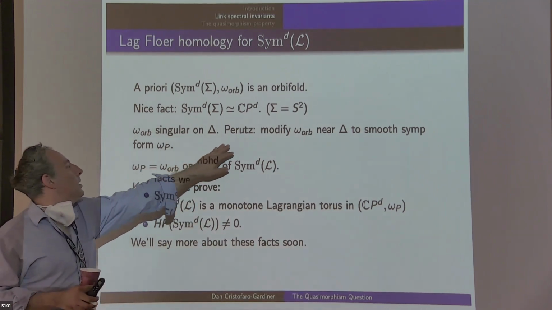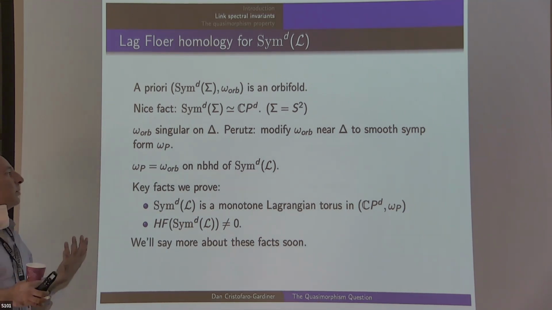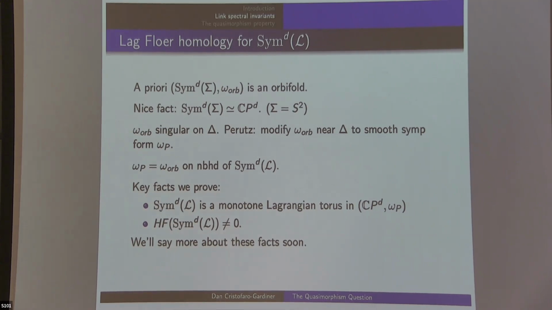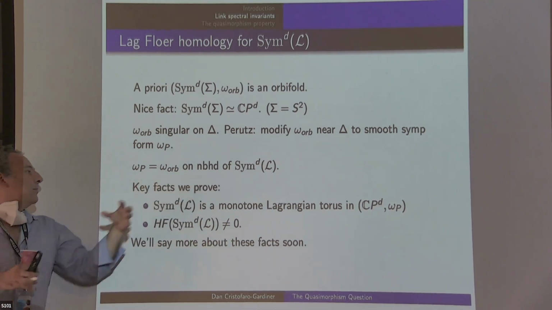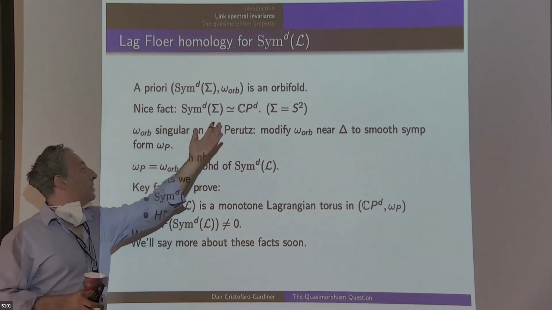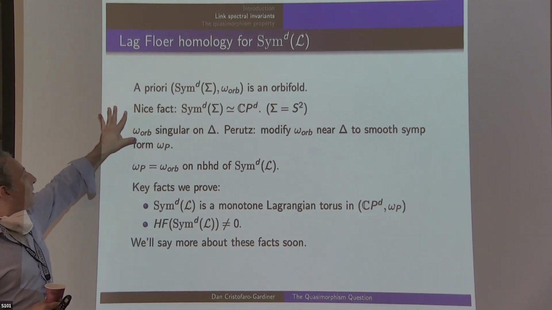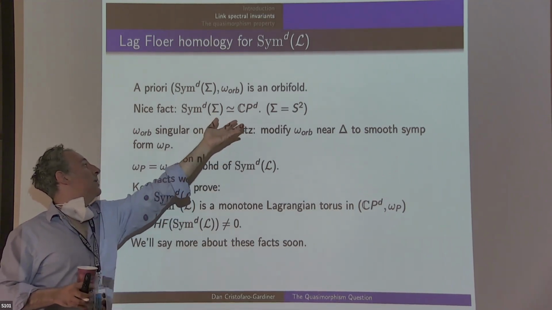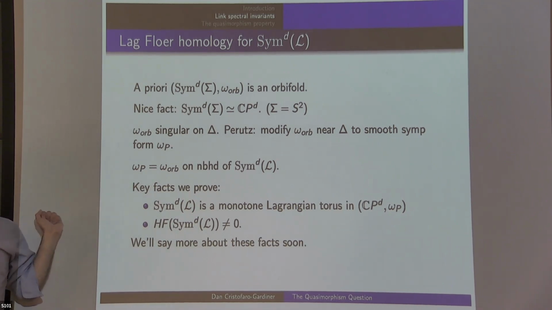Okay, so the perspective that we take is this. There's a nice argument of Perut's, which explains how to modify this structure to get something that's actually a smooth symplectic form, and you just have to modify it in a neighborhood of the diagonal. In particular, our link, because the components are disjoint, is away from the diagonal. So in our setting, we actually get a symplectic form on this symmetric product such that the link is a Lagrangian submanifold of that symplectic manifold. Our symplectic form will just be equivalent to the usual Fubini-Study form on CPD. Are there any questions about that?